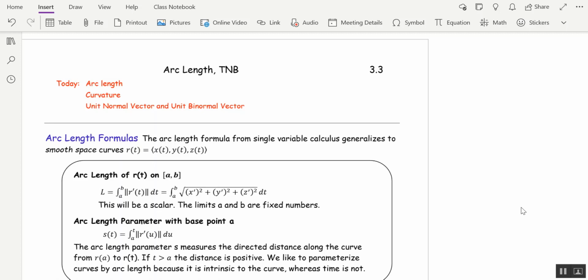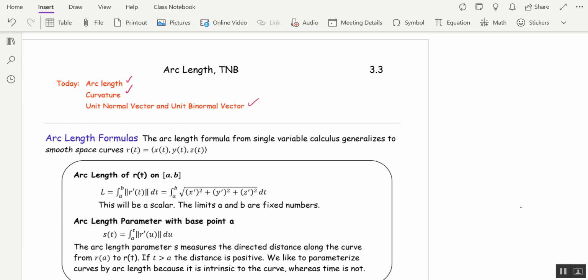Welcome to section 3.3. Today you're going to get a crash course in differential geometry. We're going to talk about arc length, curvature, and then on your own you're going to read about the unit normal and binormal vectors. Together those vectors form a famous coordinate system called the TNB or Frenet frame. And if you go on in math, you will learn about that later.